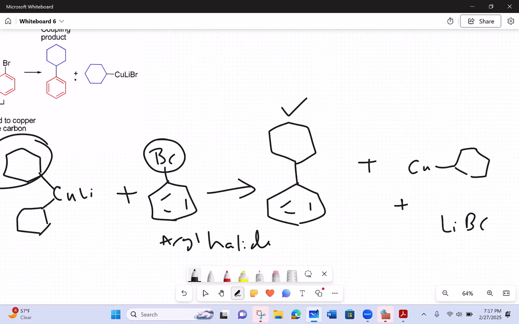So you make the organolithium first, and then you react it with copper. When you do that, 2 moles of that organolithium plus copper iodide, you're going to get a Gilman reagent.